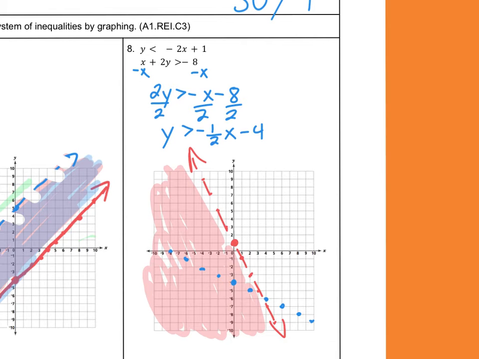Dash or solid? Dashed. And this is y is greater or y is less? Y is greater, so what they have in common is just going to be this part right here. I need to erase what they don't have in common.